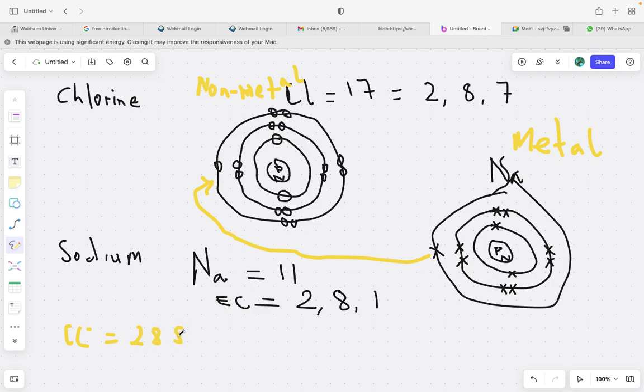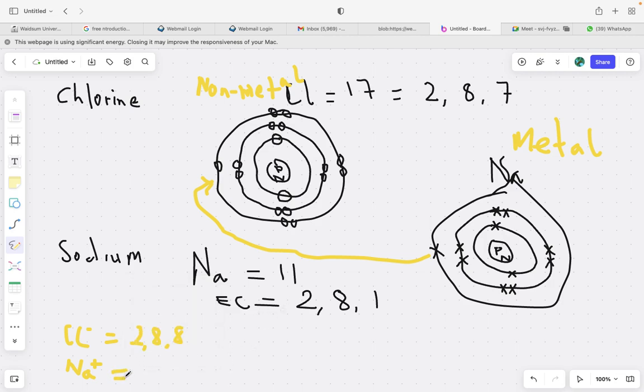Why does it become an ion? Because it has gained an electron. If you lose or gain an electron, you become an ion. We're going to talk about that. Sodium will now be what? Sodium ion.